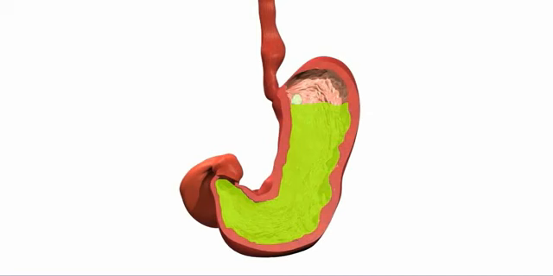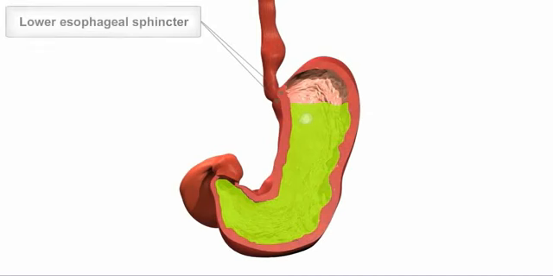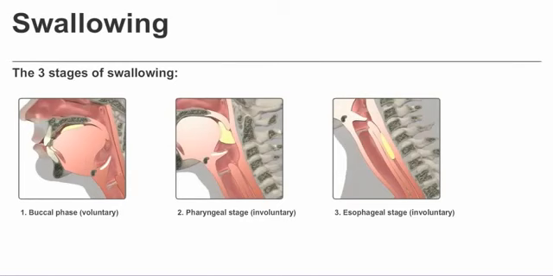As the bolus approaches the end of the esophagus, the lower esophageal sphincter relaxes and the bolus moves into the stomach. So, in summary, food moves from the mouth, through the oropharynx and esophagus, and then into the stomach.